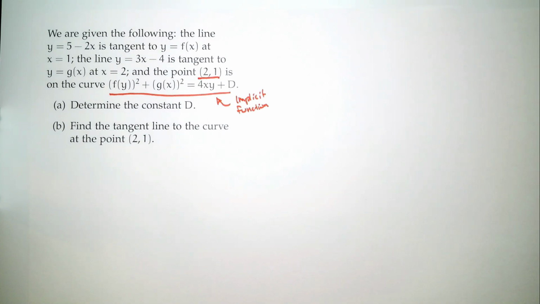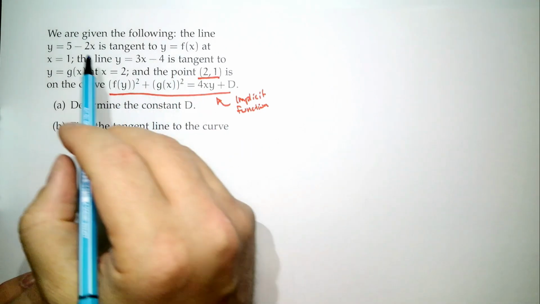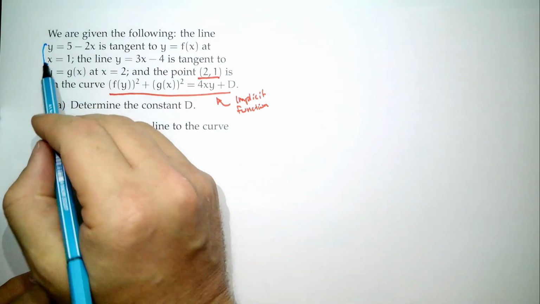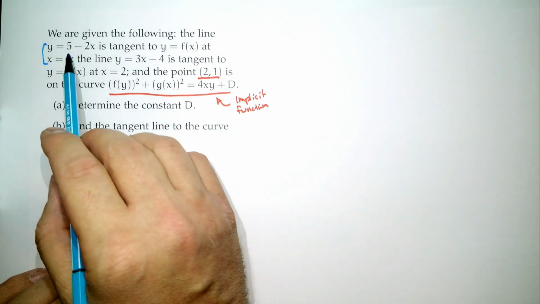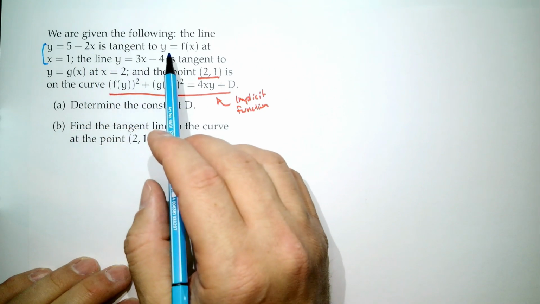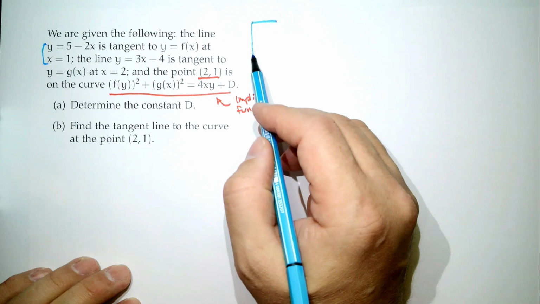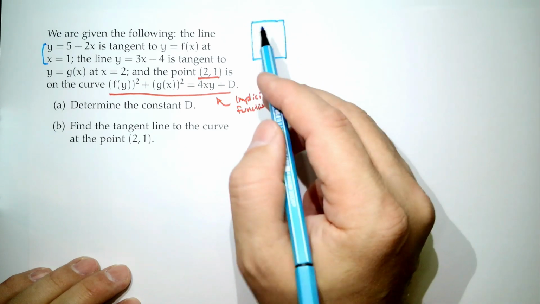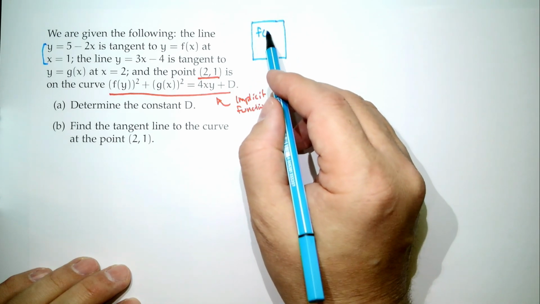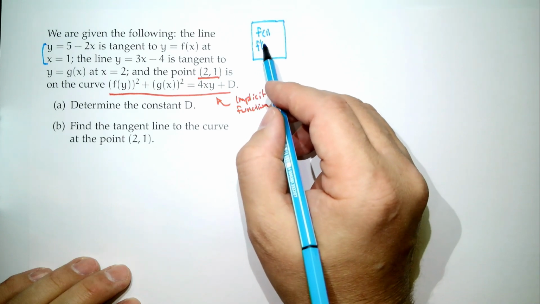Now, before we jump into doing the problem, we should do what we do whenever we see problems where we're given a tangent line, because a given tangent line is really secret code for saying something is happening. So for the first line, y equals 5 minus 2x is tangent to y equals f of x at x equals 1. That tells us we know two things about f: what happens at 1 and what happens to the derivative at 1.